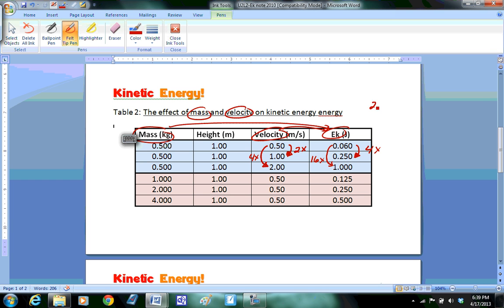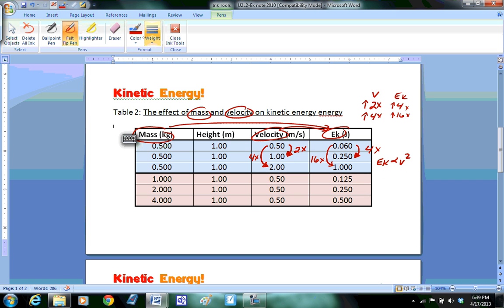So let's look at this. This is a little mini table here. So when we have a twofold increase in the velocity, the EK goes up by 4. When my velocity goes up by 4, the EK goes up by 16 times. And you think about this, and you remember it's a squared relationship. So we can say that the EK varies with the square of the velocity, or v squared.